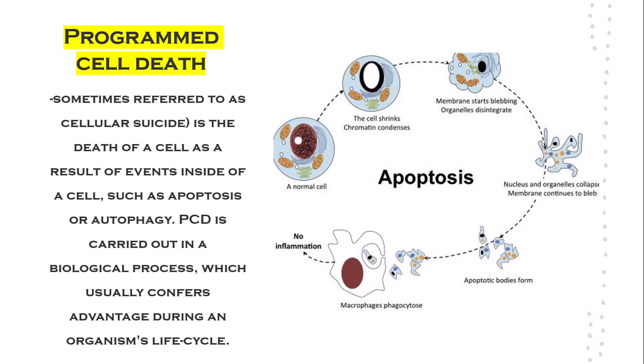So, the last topic is programmed cell death. What is programmed cell death? Sometimes referred to as cellular suicide, it is the death of a cell as a result of events inside a cell, such as apoptosis or autophagy. PCD is carried out in a biological process which usually confers advantage during an organism's life cycle.